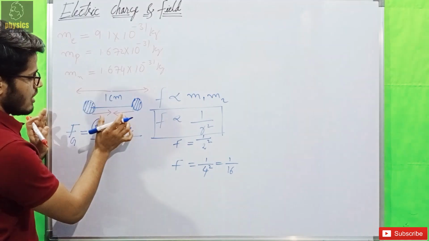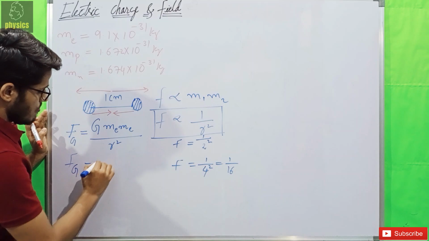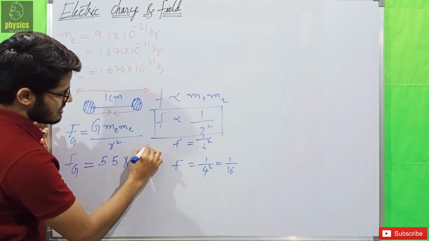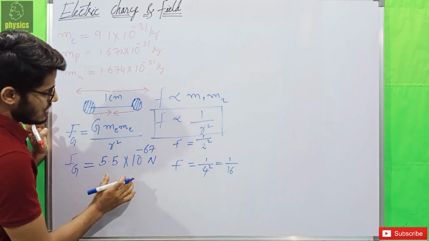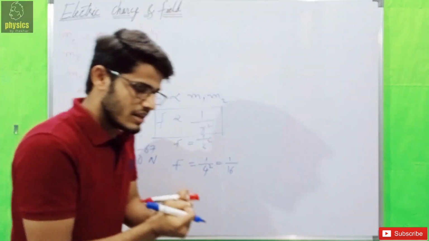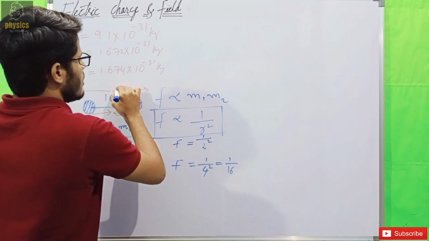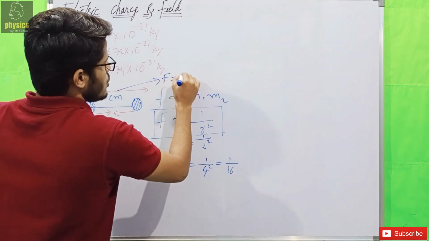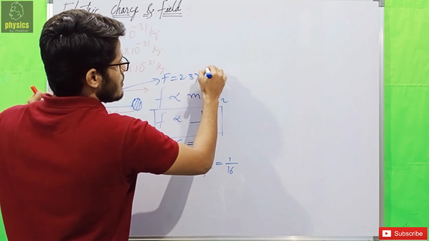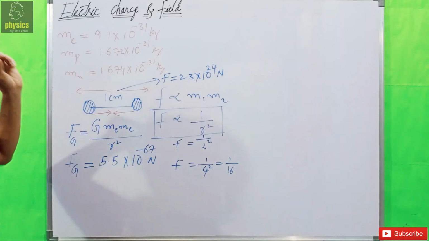So the force of attraction between these two masses should be 5.5 × 10^-67 newtons. Actually, this much should be the force of attraction between them, but these two electrons are getting repelled with a force of 2.3 × 10^24 newtons. Strange.